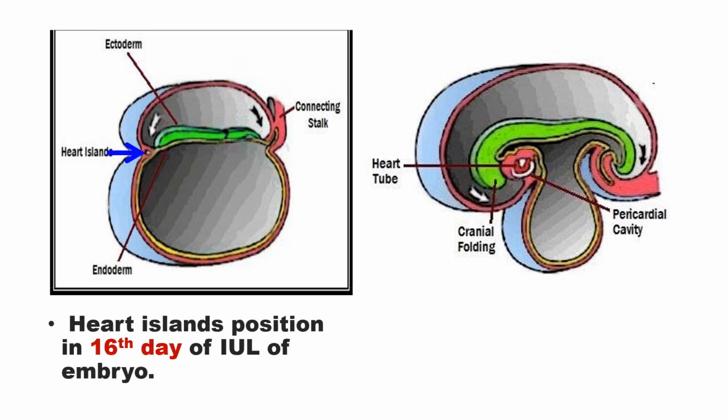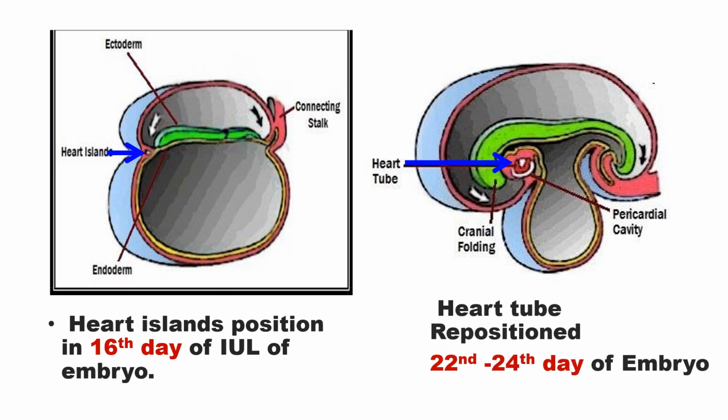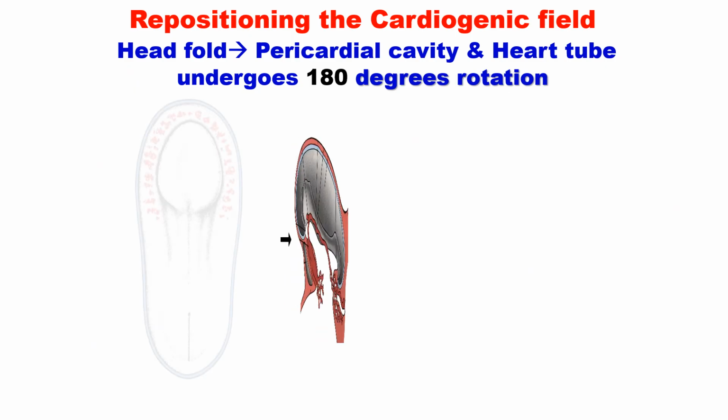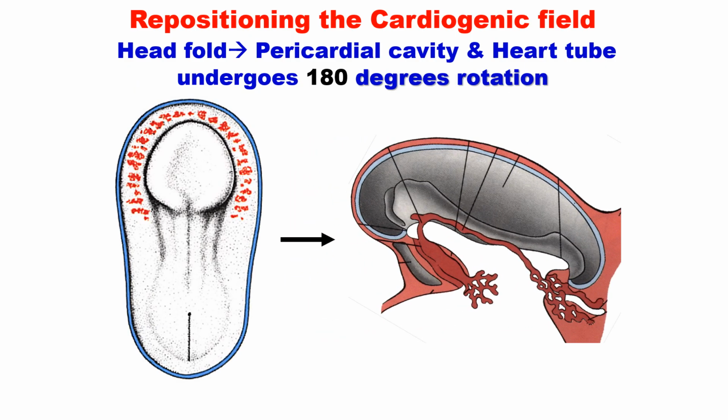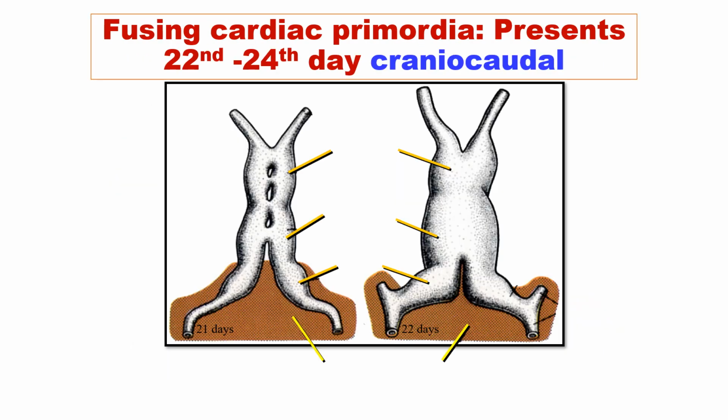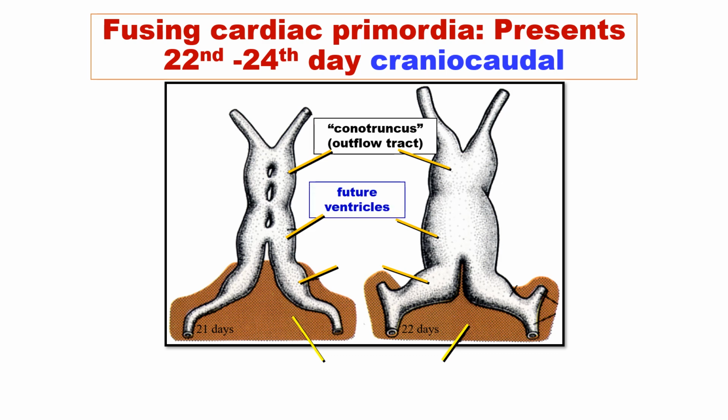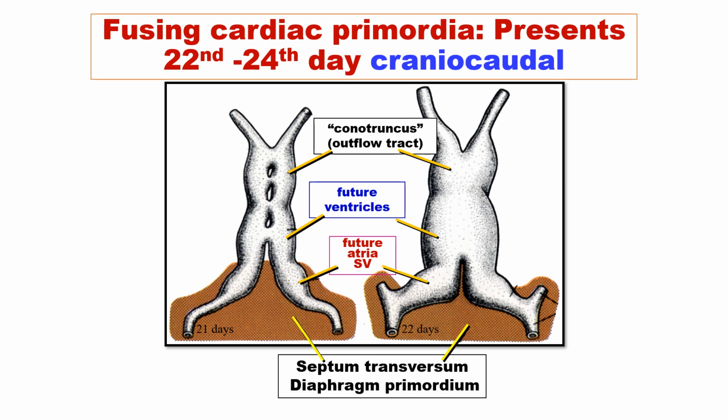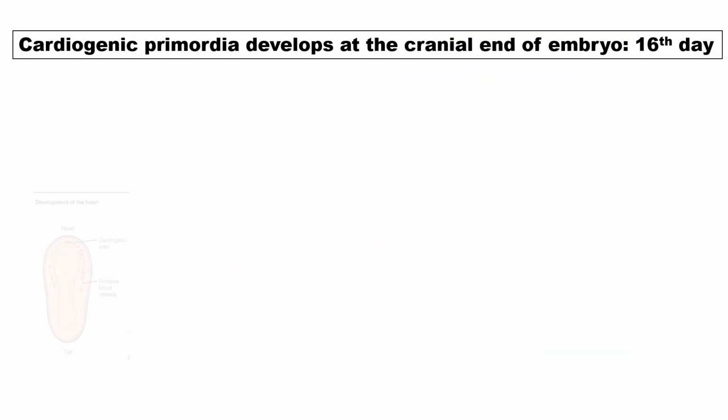The heart islands are positioned on the 16th day of intrauterine life, derived from the primitive streak. The heart tube is repositioned around the 22nd to 24th day, where it reaches the thoracic region. Due to the cranial fold, the pericardial cavity and the heart tube both undergo 180 degrees rotation. Fusion of the cardiac primordia presents craniocaudally: conus truncus outflow, primitive ventricles or future ventricles, future atria and the sinus venosus, which is embedded in the septum transversum, that is the diaphragmatic primordia.